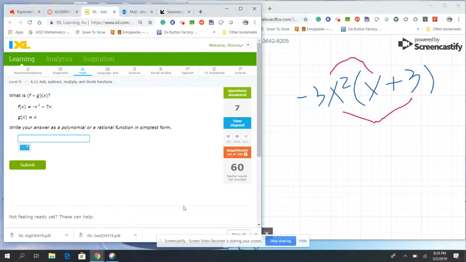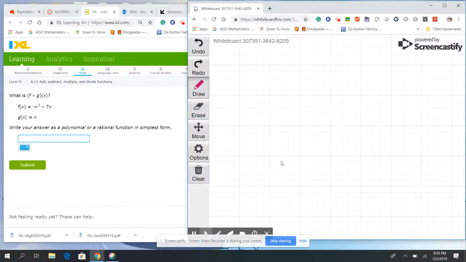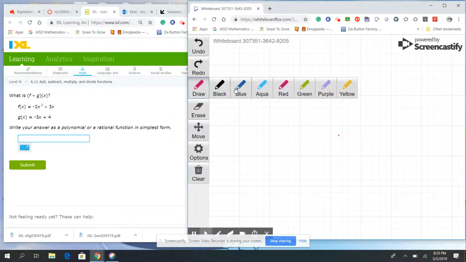Okay, so the next one is subtraction. So be careful about the subtraction. For this one it's easy because it's negative x squared, right? Minus 7x minus 1x, so it's minus 8x. Okay, next one, subtraction. Since it's two terms, I'm just going to write it.